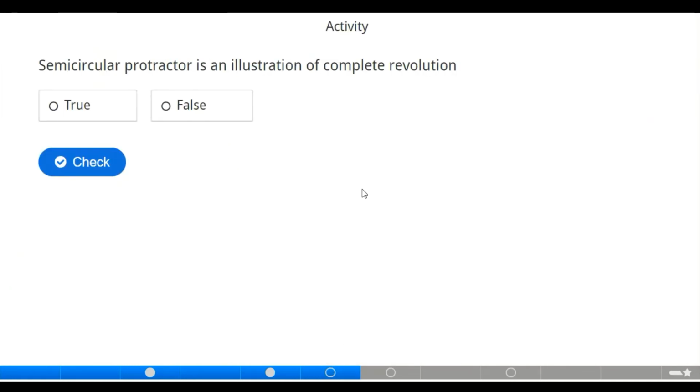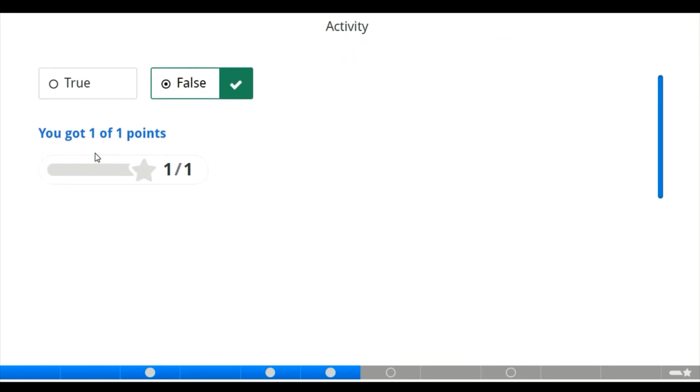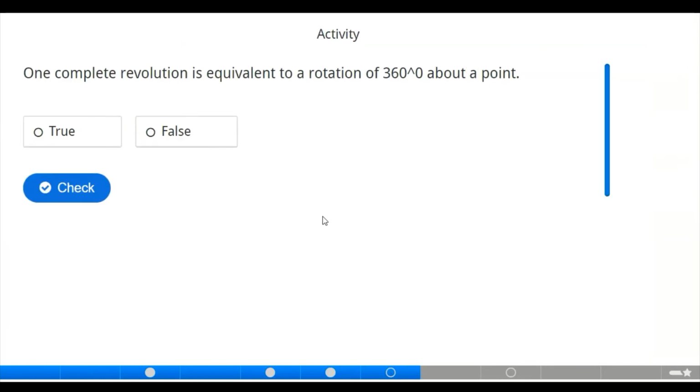Now let's look at this activity here. The semicircle protractor is an illustration of a complete revolution or a half complete revolution. It is an illustration of half of a complete revolution. So this is false. A circle is an illustration of a complete revolution. Now, okay, let's look at this. One complete revolution is equivalent to a rotation of 360 degrees about a point.